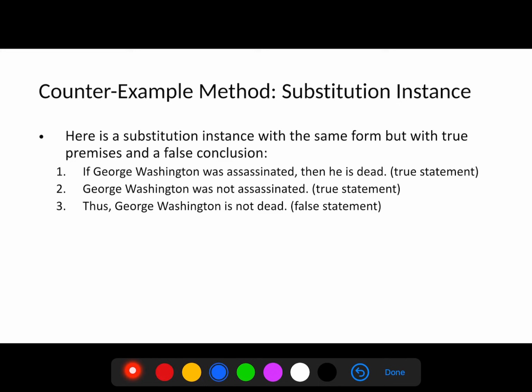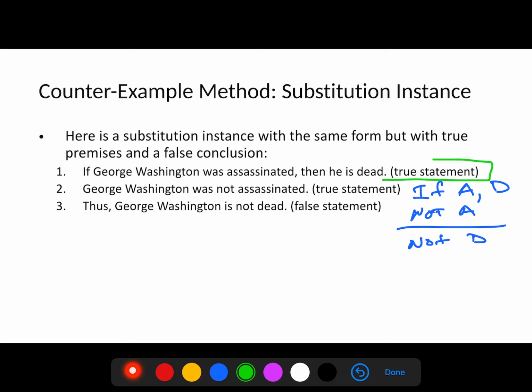Notice that this argument has that same form. If assassinated, then he's dead. Not assassinated, therefore not dead. Right? Just a different variable in there, but it has the same form as the Gene Simmons argument. But, and this is the key thing here, we've got true premises and a false conclusion. So we've figured out here that it's possible to reconstruct an argument with the same underlying structure as our original argument, but that has true premises and a false conclusion.